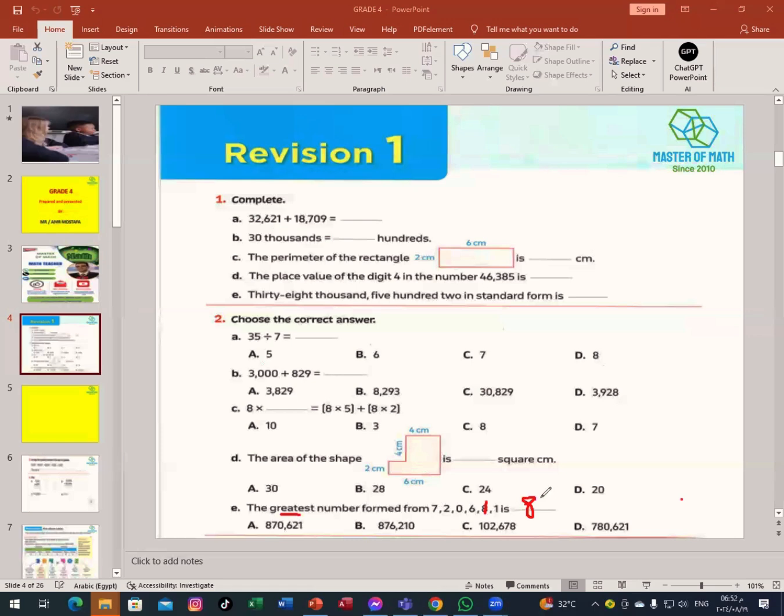After that, 7. I will write 7 and mark it. After that, 6. I will mark it. After that, 2, and mark it. Remaining 0 and 1, so 1 and mark it. After that, 0, and put your comma. So the correct answer is 876,210. Okay, okay.